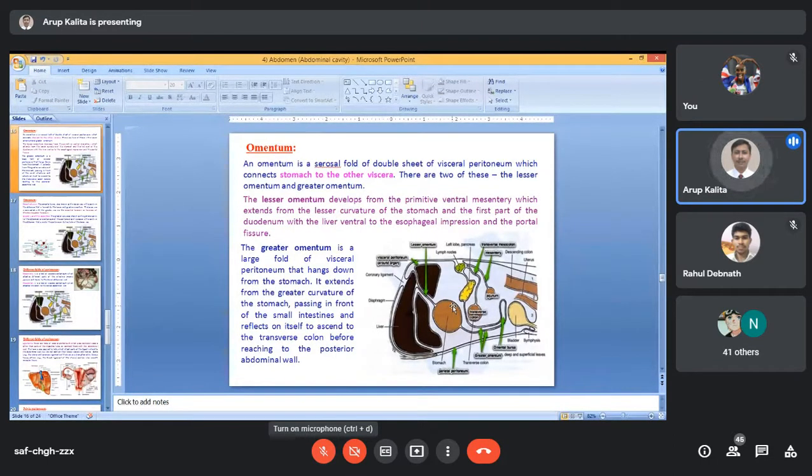The stomach has two curvatures, the greater curvature and the lesser curvature. So the lesser omentum starts from the lesser curvature and connects to the liver. And the greater omentum connects the greater curvature of the stomach to the other viscera. So to have an omentum, it must be formed by a double sheet of peritoneum, and one side it has to connect to the stomach and another side it has to connect to the other viscera. Okay?